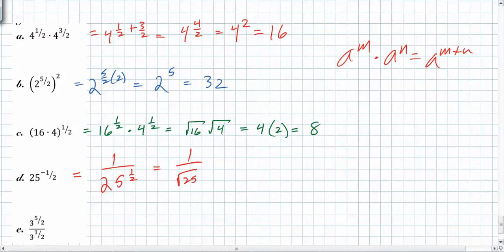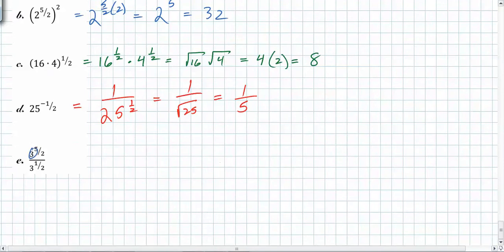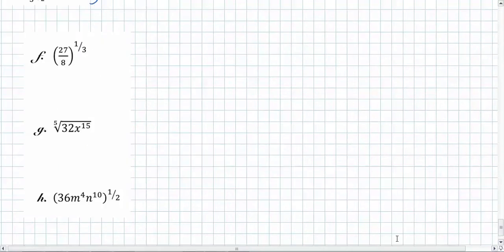Square root of 25. What is the square root of 25? 1/5. And then on the last one, do you have the same base? Yeah, you have the same base, so what can you do with the powers? So it's 3 to the 5/2 minus 1/2, which is 3 to the 4/2, which is 3 squared, which is 9. Here we go.